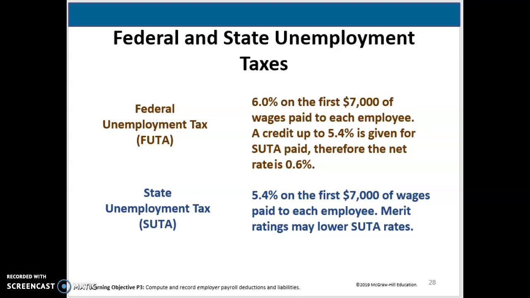Looking at the state unemployment tax rate, it's 5.4% on the first $7,000 of wages paid to an employee. So if a state has lower unemployment tax rates, or they have lower claims, their ratings may be better, and that would give them lower SUTA rates, so they might not have to pay as much in the state unemployment rate.